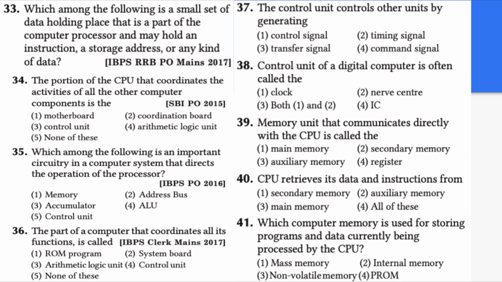Which among the following is a small set of data holding place that is a part of the computer processor and may hold an instruction, a storage address, or any kind of data? Here the correct answer is 1. Register. A register is a small, fast storage location within the computer processor that can hold instructions, storage addresses, or data during processing.